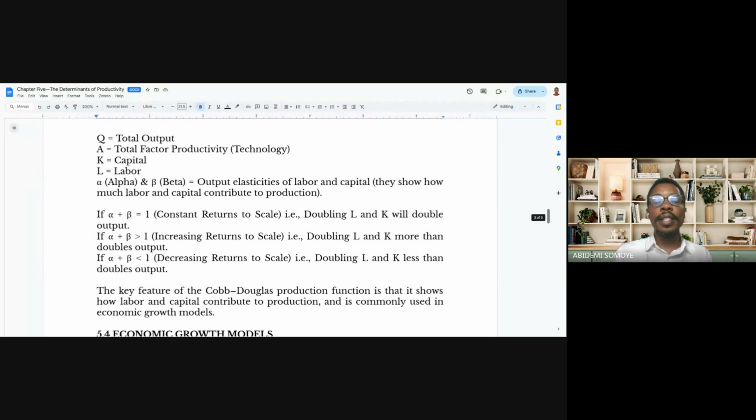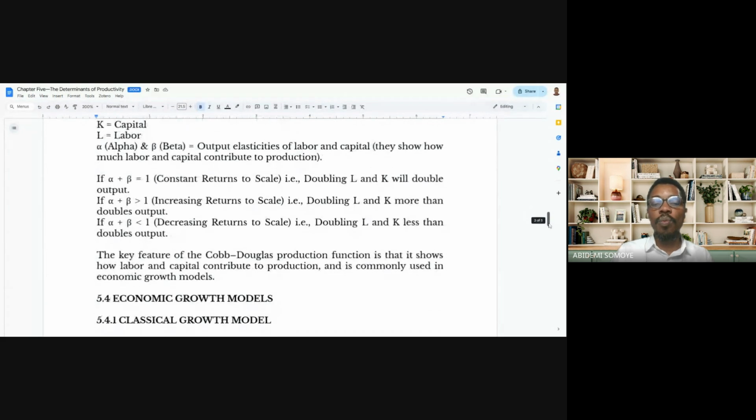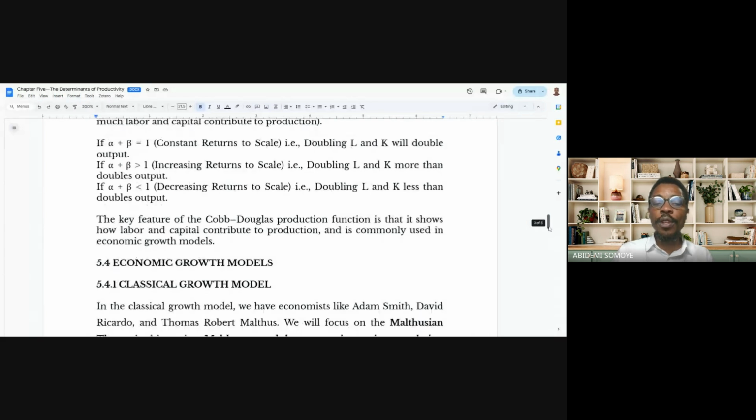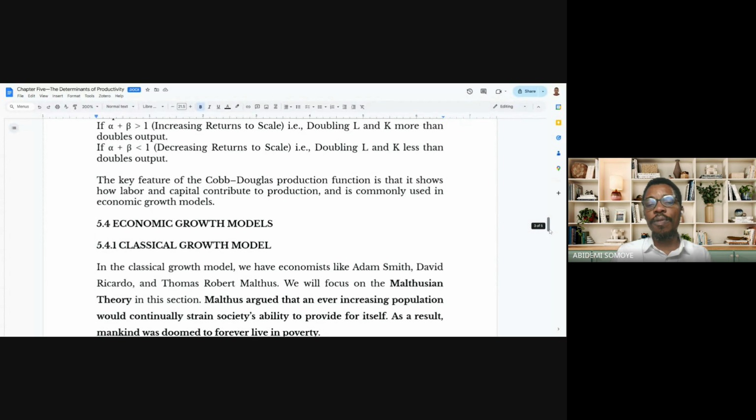If alpha plus beta is greater than 1, we call it increasing returns to scale. What does that mean? It means doubling labor and capital will more than double output. We can also have alpha plus beta less than 1. What does it mean? It means decreasing returns to scale, which means doubling labor and capital, you have less than a doubled output. The key feature of the Cobb-Douglas production function is that it shows how labor and capital contribute to production and is commonly used in economic growth models.